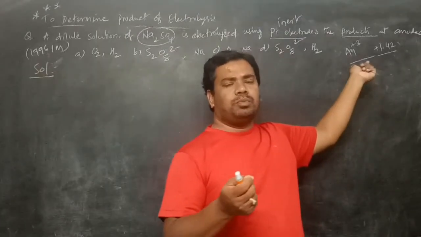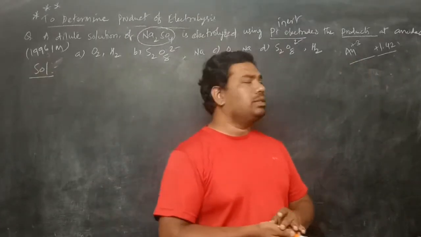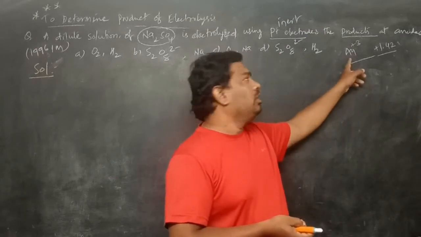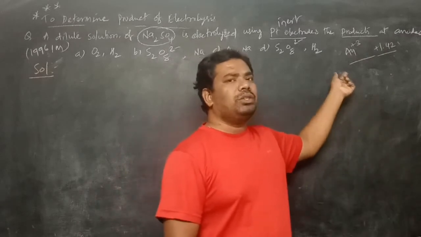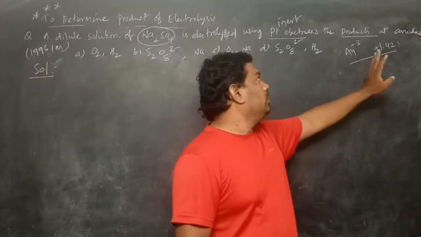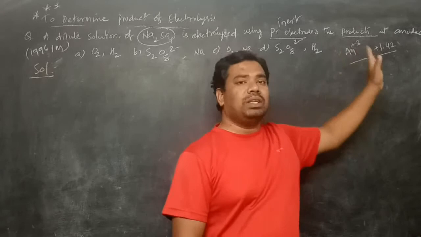So here a small mistake in the cations side. That is Au plus 3. So the reduction potential is approximately 1.42 volts. I have mentioned only Au plus. So please, sorry for that, please correct it to Au plus 3, not Au plus.